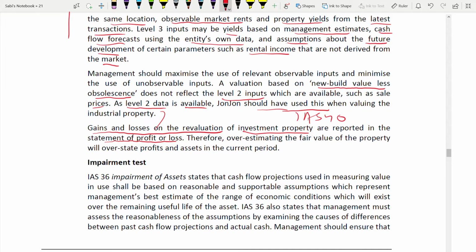Therefore, overestimating the fair value of the property. Now you have to tell what the impact is if the error is there, same as we have done for intangible assets. Now we are saying it for the fair value. Overestimating the fair value of the property will overstate profit and assets.